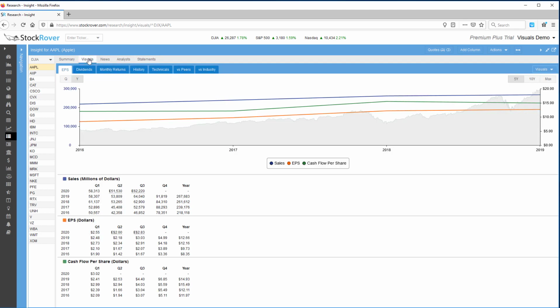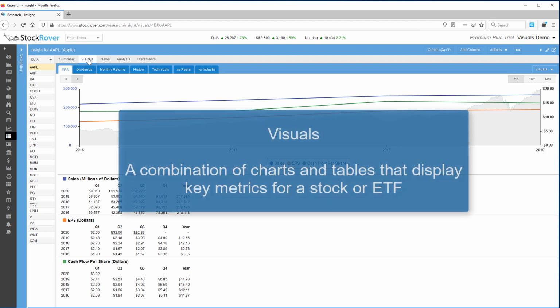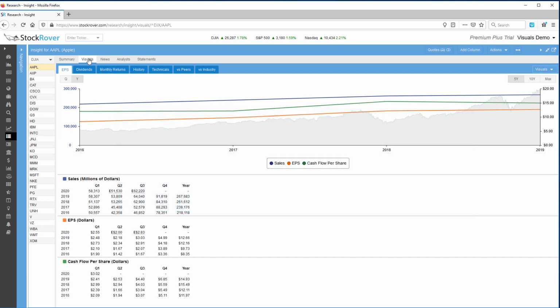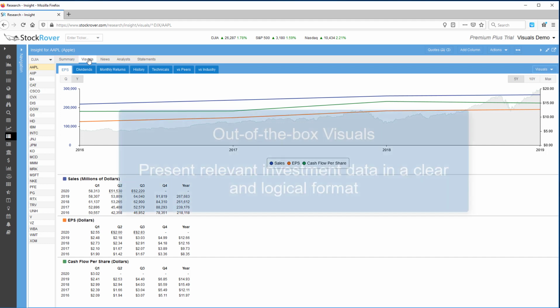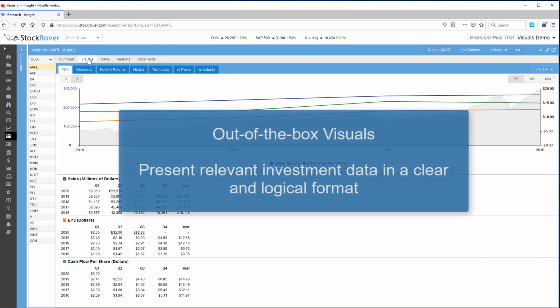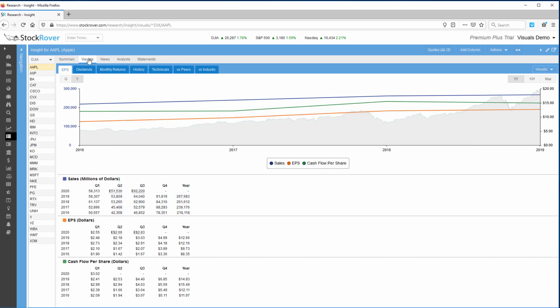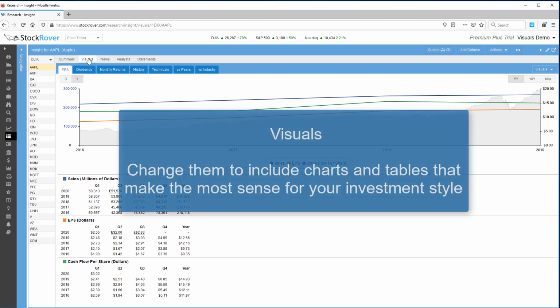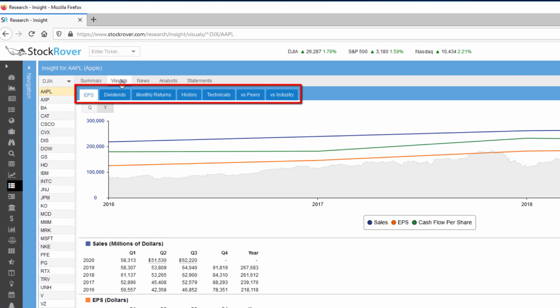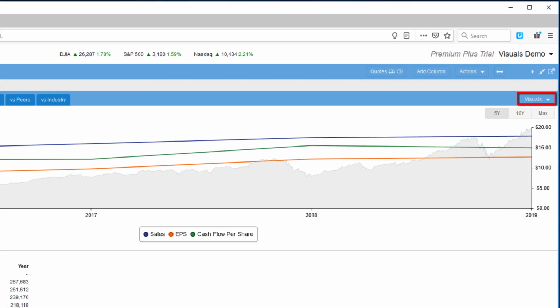So what are visuals? Well, in its simplest form, they're a combination of charts and tables that display key metrics for a stock or ETF. Today, we'll concentrate on Stock Rover's out-of-the-box visuals. They are set up to present relevant investment data in a clear and logical format. And you can change the visuals as you'd like to include the charts and tables that make the most sense for you and your investment style. Here we have 7 visuals available to us. Keep in mind, we can create our own as well, simply by going to the Visuals pull-down.